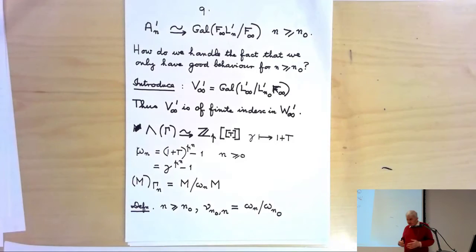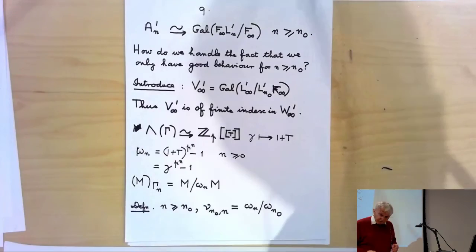So now, because of this fact that all these nice things are only happening for n at least n naught, we want to now introduce a certain submodule of the Galois group.